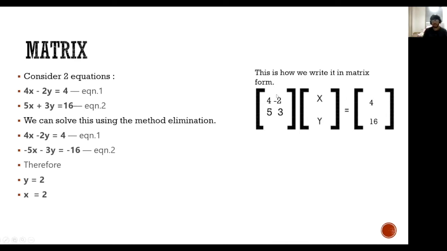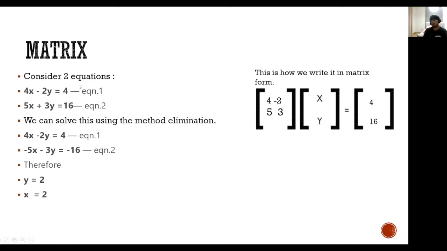We can solve it using the row echelon method and the inverse matrix method, but those are two really complicated things and we won't really get into that. But an additional method of solving this equation is the method of elimination. Basically what we have to do is convert all the positive signs to negative signs. So negative 5x minus 3y is equal to negative 16. Therefore, we can find out that y is equal to 2 and x is equal to 2 as well.